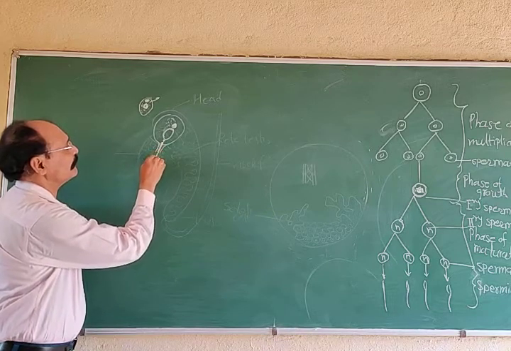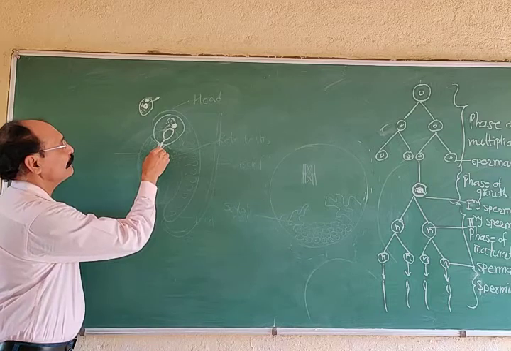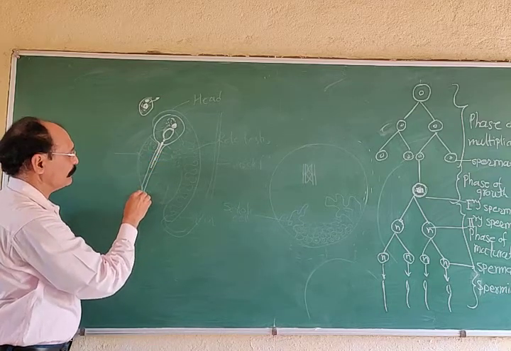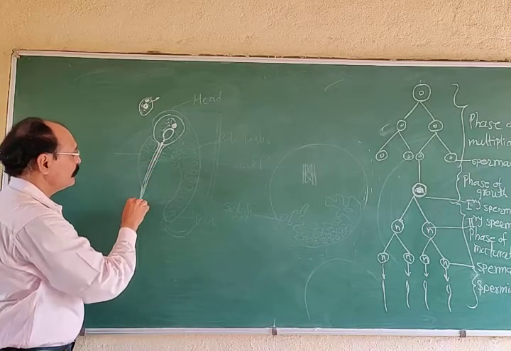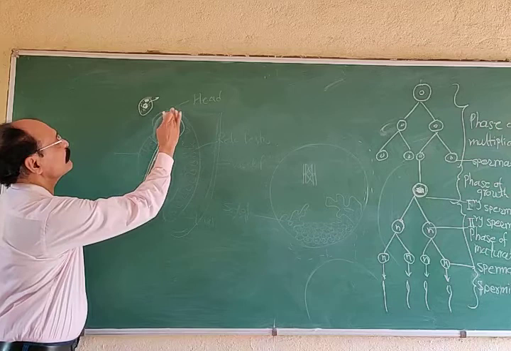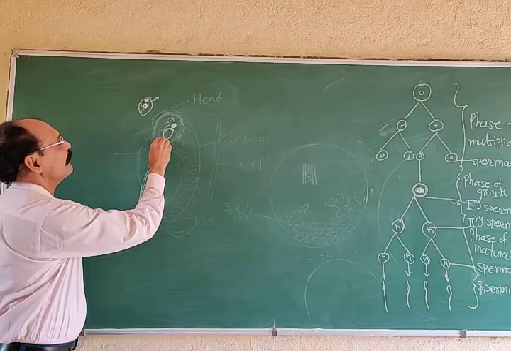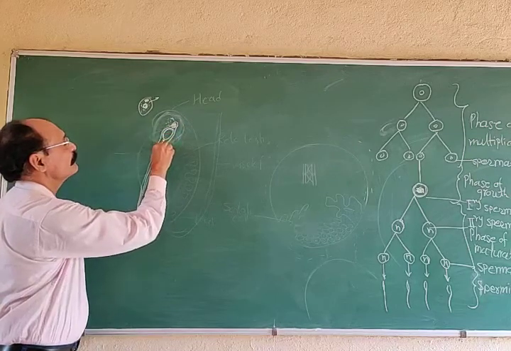So the tail is started and the axial filament is formed. The axial filament is formed like this, and it becomes elongated like this. So this extra material is gotten rid of from the cell, and now the cell structure becomes like this.